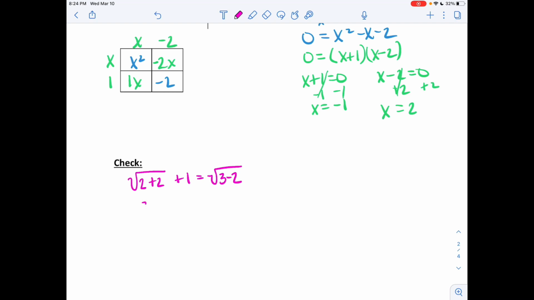Simplify, square root of 4, plus 1, and a square root of 1. The square root of 4 is 2. 2 plus 1 equals 1. 3 equals 1. Well, that's not true. So this is going to be an extraneous solution.